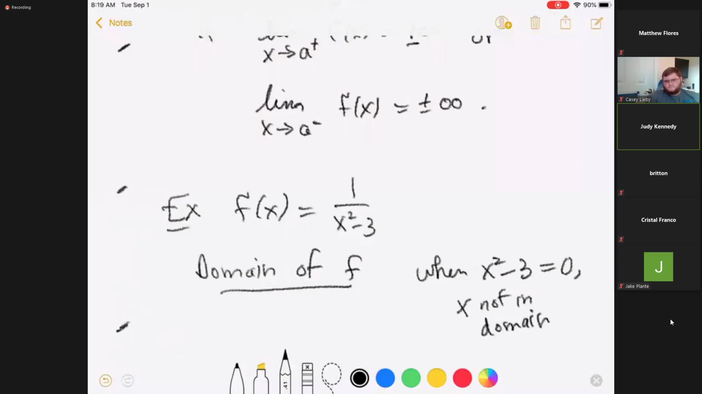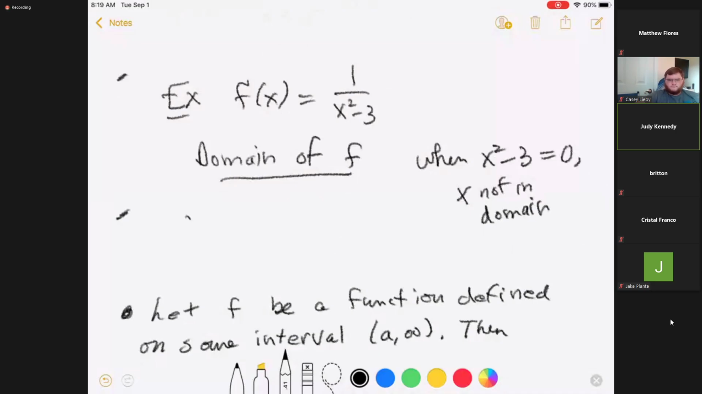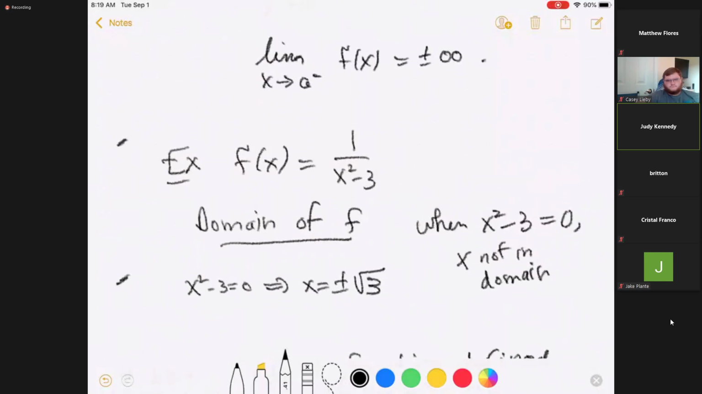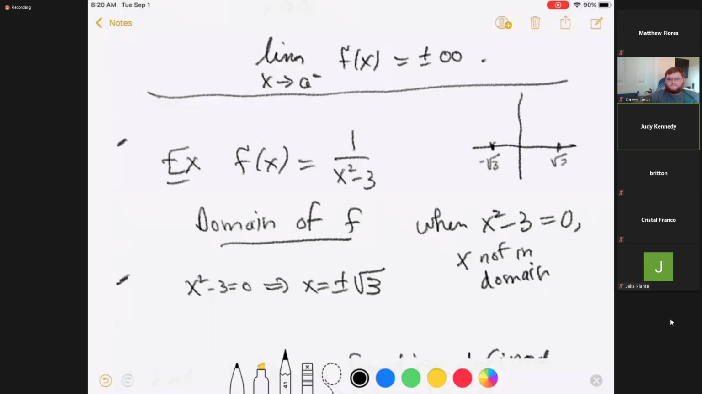And let's see, when does that happen? X squared minus 3 is equal to 0 says that x is either plus or minus the square root of 3. So there are two numbers at which that function is not defined. And of course, now I run out of room as usual. This one's got two asymptotes. A lot of times if a function is not defined at a number, it's got an asymptote there. That's true in this case.